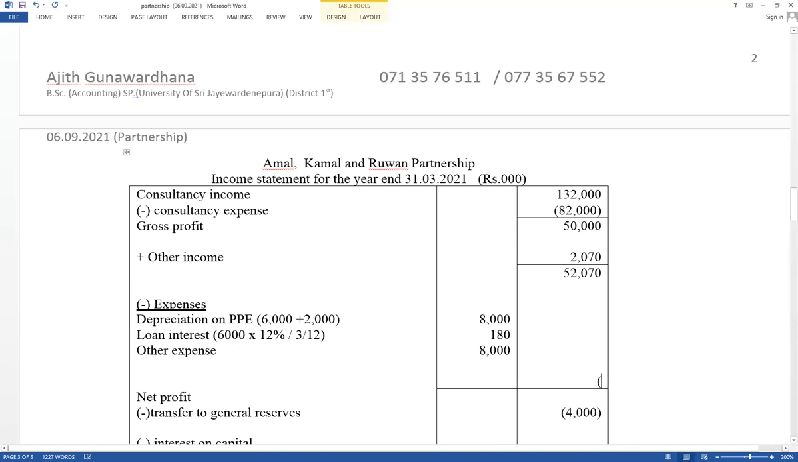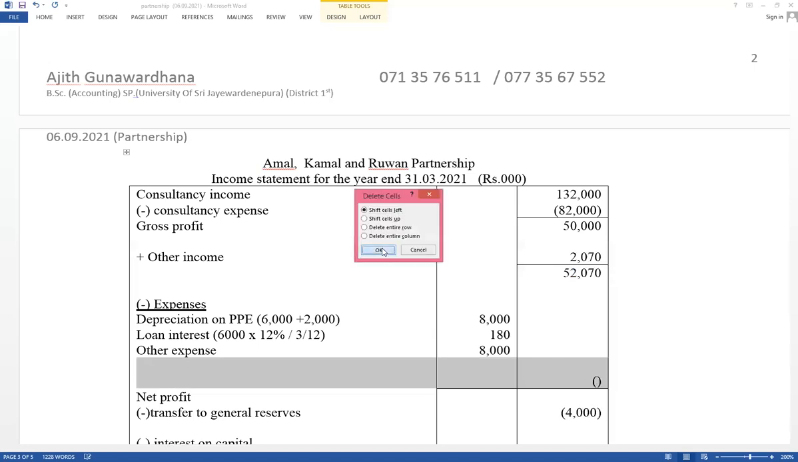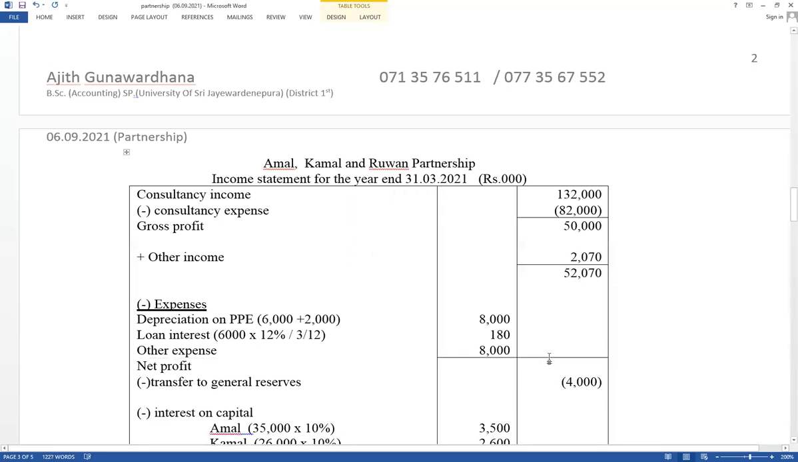Expense total value within brackets. Deduct total expenses. Then net profit also can be calculated. Therefore, total expense equal 16,180. Then gross profit minus expenses, net profit can be calculated.